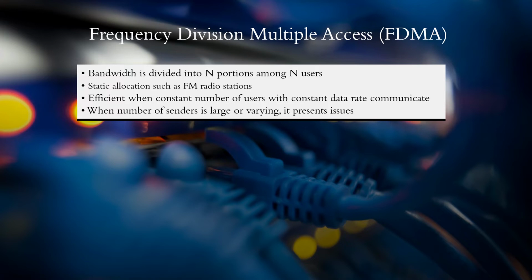However, when the number of senders is large and varying, FDMA presents some problems. For example, if the spectrum is cut up into n parts and fewer than n users are interested in communicating, a large piece of the valuable spectrum is going to be wasted. And if more than n users want to communicate, some of them will be denied permission for lack of bandwidth.